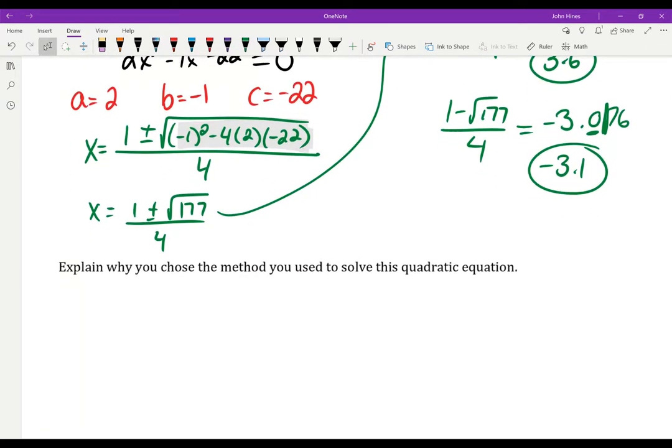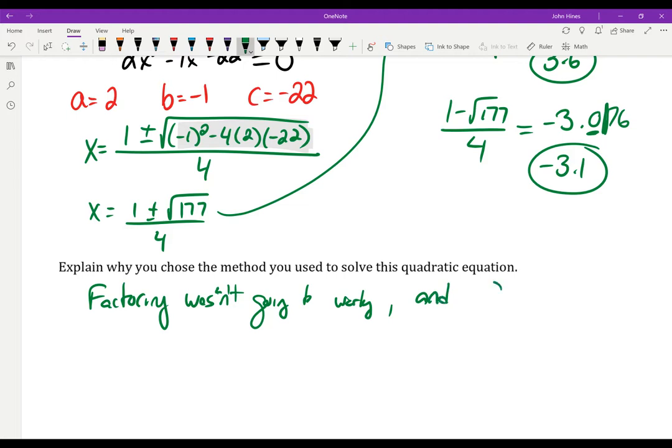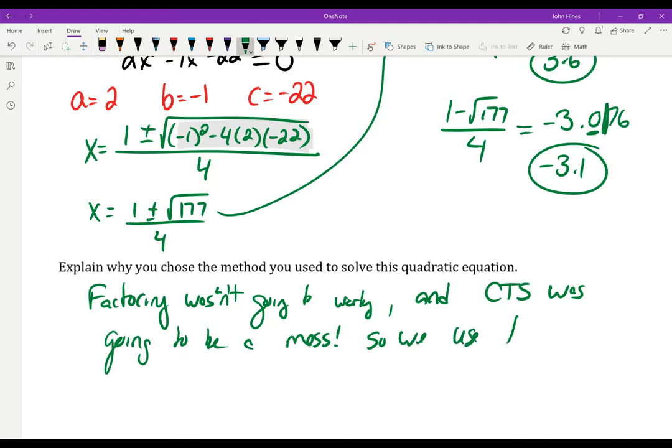Explain why you chose this method. Why did you choose this method? Well, factoring didn't work. Factoring wasn't going to work, and completing the square was going to be a disaster. It's going to be a mess. So we use the quad formula.